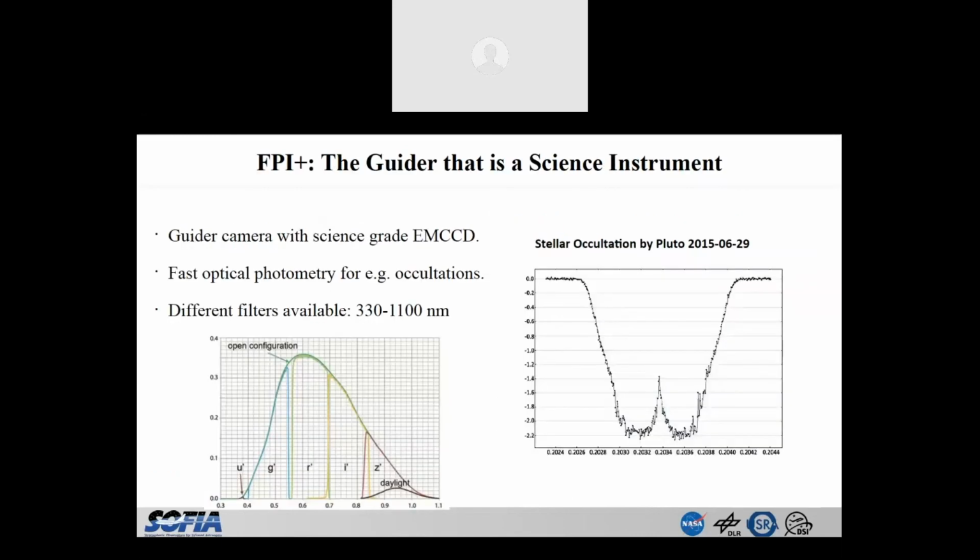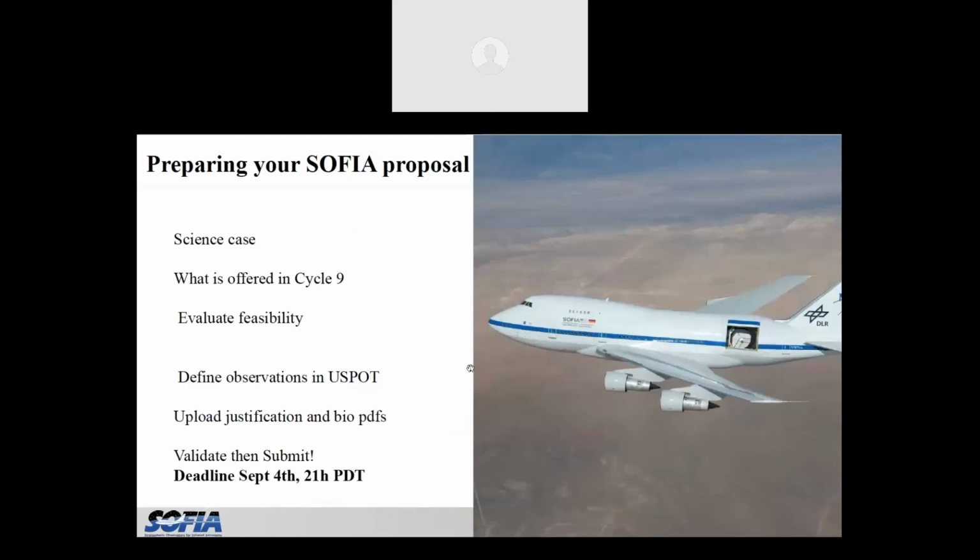And I will finish this presentation of instruments with the FPI Plus. That's an instrument that is always mounted because it's the guider, but it can be used for some fast optical photometry. We have done occultations with it. So this is at much shorter wavelengths, 330 and 1100 nanometers.